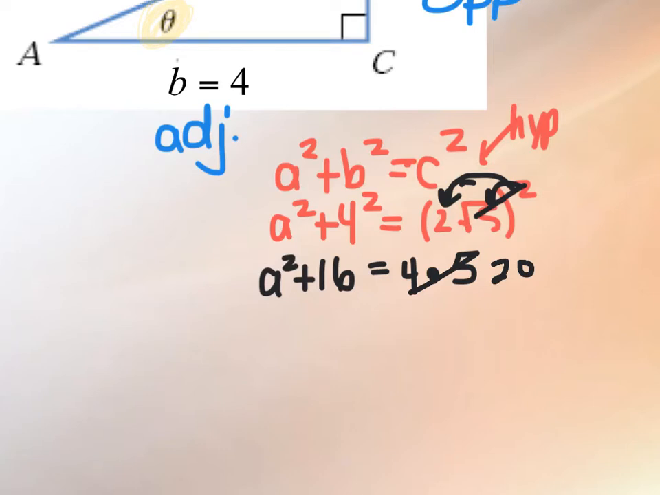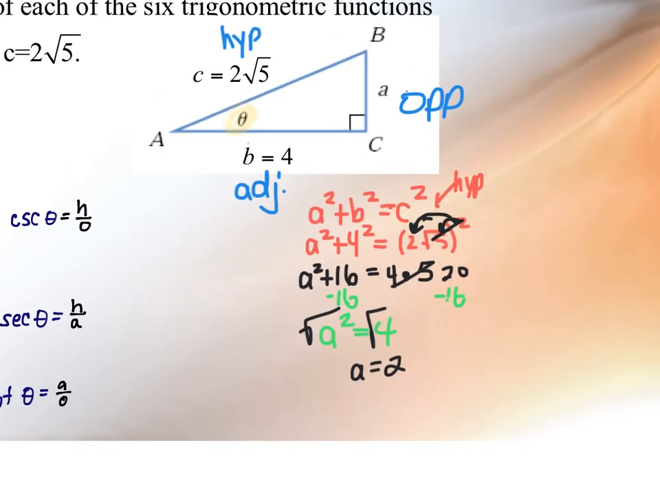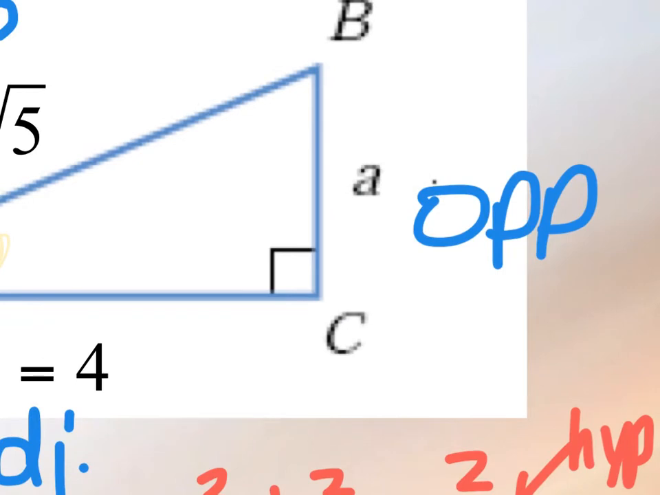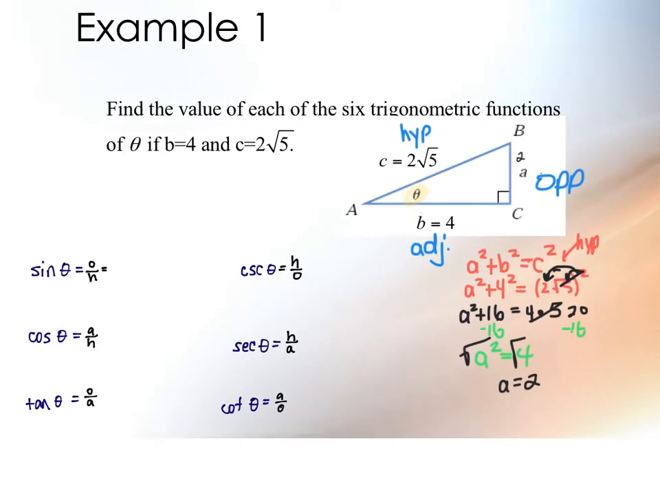So now what do we do? Subtract 16. So a squared equals 4, and then you square root both sides. So a equals 2. How come it's not plus or minus 2? Can't have a negative distance. Good, good, good. So you guys are going to have to go back to your Algebra 1 geometry days and do some Pythagorean Theorem stuff.